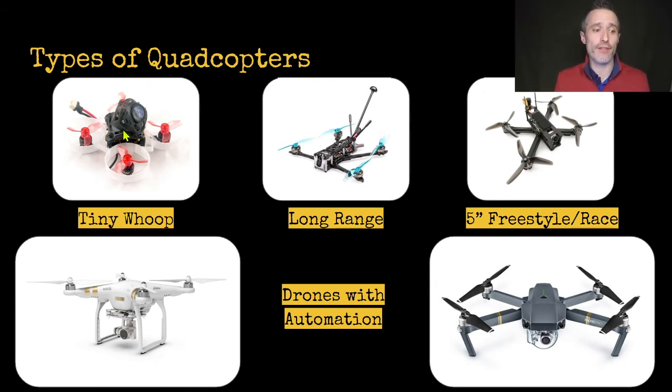So to start off is the Tiny Whoop, and these are amazing. They're lightweight. They have the plastic around the propeller to protect you. That way, if you run into something, that something is less likely to get hurt. Obviously, if you land on someone's hair, that's going to hurt them. But it works amazingly well. Also, it saves your propellers from being broken and the motors from being burned out.